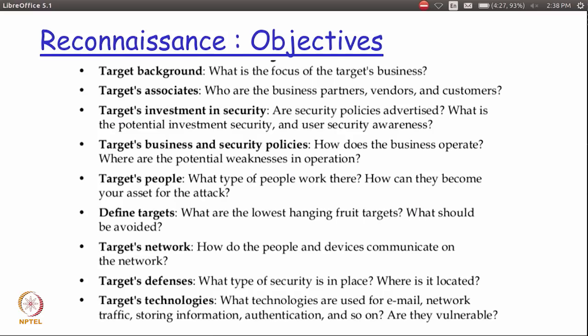So, the definition of the targets is very important, then identifying the target's network. What kind of defenses are there for that particular network, and what kind of technologies are being used? Things like what kind of network topology, what network protocols, what databases, what web technologies and so on will be very critical information for the attacker, because with each of those technologies the attacker will have access to the set of possible vulnerabilities in those technologies. Once the attacker comes to know what technologies are deployed in the target's environment, it makes the job of the attacker that much easier.